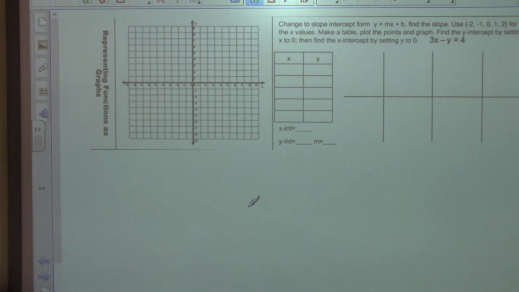That's really good. Okay. Change to slope-intercept form. Here we have this. Find the slope. Use those input values for x values. Make a table. Plot the points and graph. Find the y-intercept by setting x equals 0. Find the x-intercept by setting y equals 0. So how would you start this out, this particular set? It's really a set of multiple things they're looking for. How would you start it out?